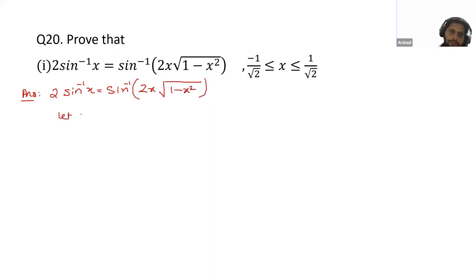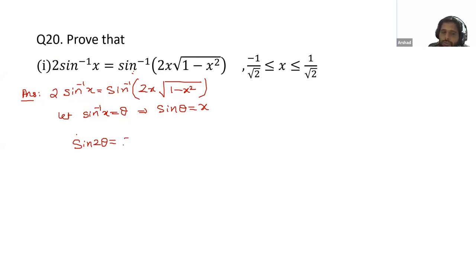After this, let sine inverse x is equal to theta. So we will get sine theta is equal to x. Now please check here. Here you have 2 sine inverse x, that's why we will start with sine 2 theta. So you need to check two things. In the RHS, if there is sine inverse, then here we will take sine. In the RHS, if there is cos inverse, we will take cos.